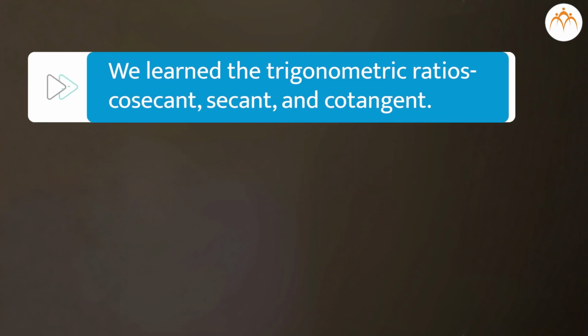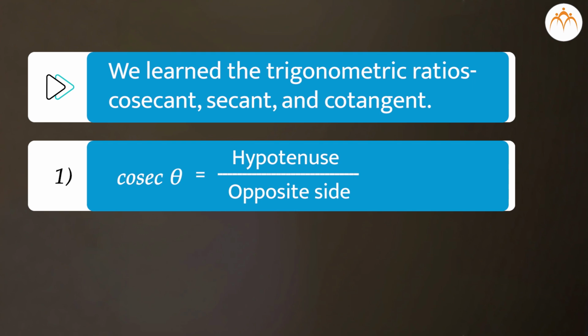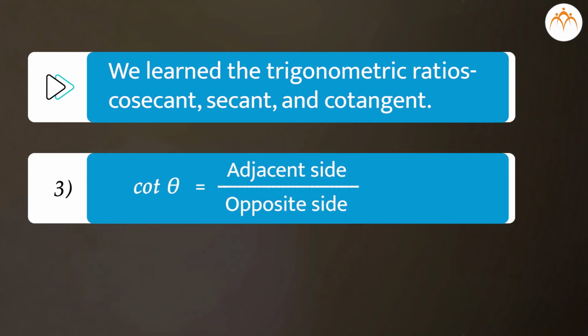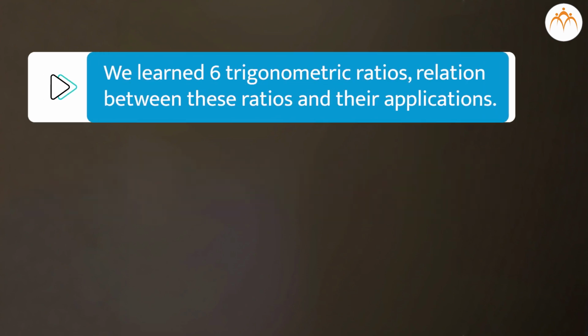What did we learn? We learned the trigonometric ratios cosecant, secant and cotangent. Cosec theta is equal to hypotenuse upon opposite side. Sec theta is equal to hypotenuse upon adjacent side. Cot theta is equal to adjacent side upon opposite side. We learned 6 trigonometric ratios, relations between these ratios and their applications.